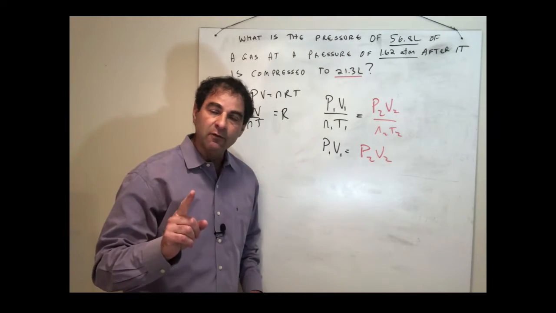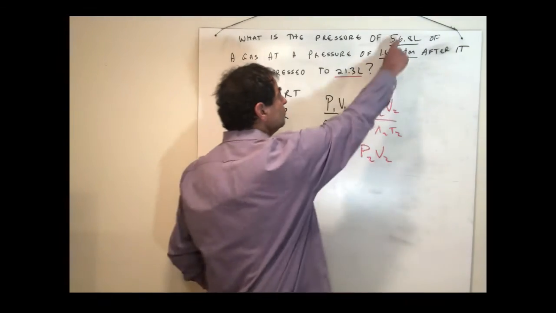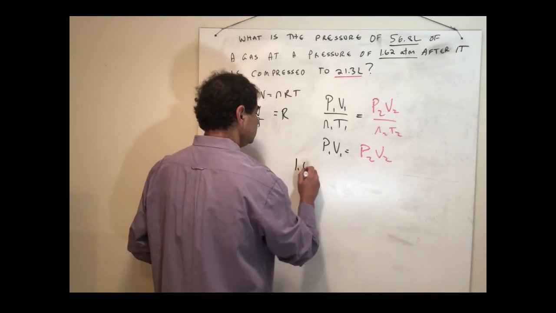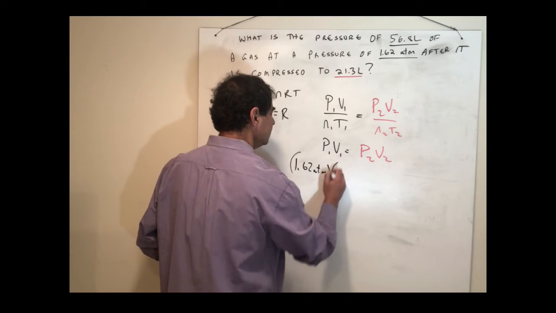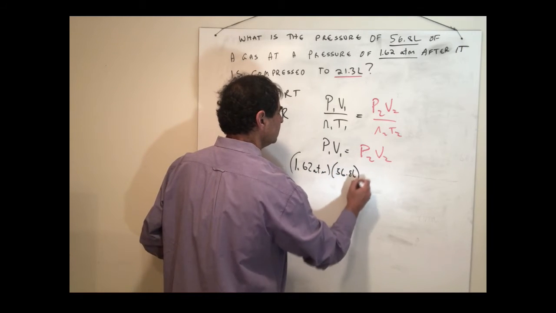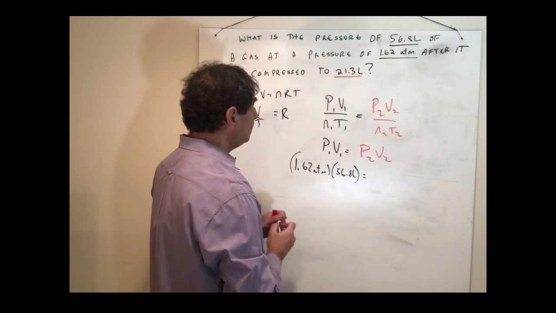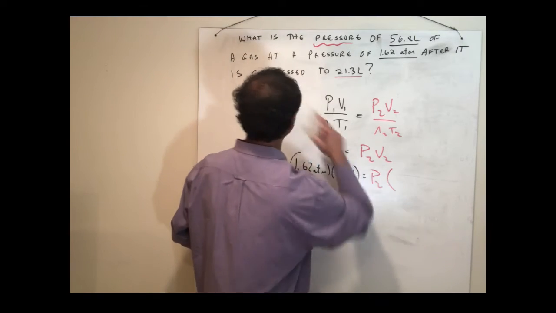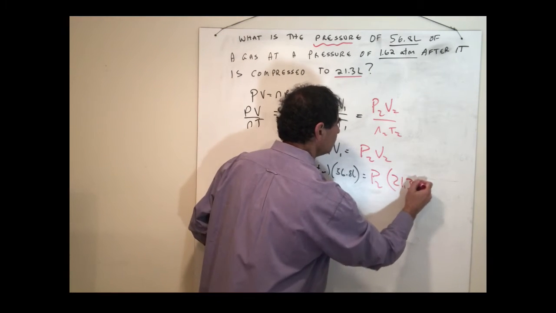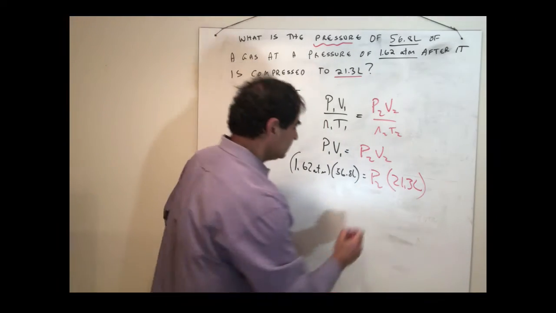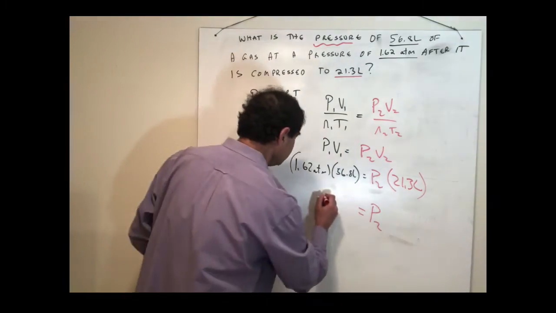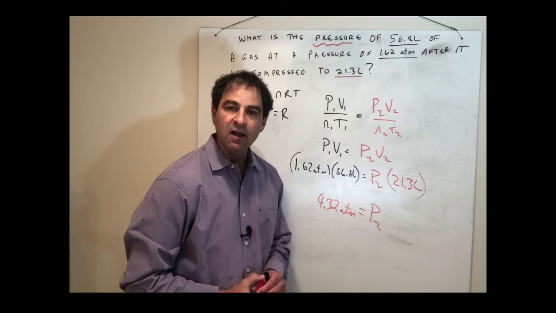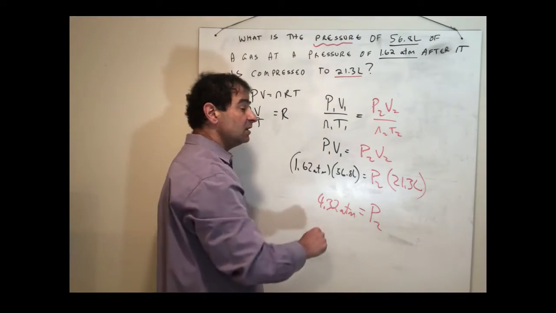Now I can just put my numbers in there. Being very careful when you read the problem, here's the catch: make sure you have the conditions that are the same. So here I have 1.62 atmospheres times 56.8 liters equals, well, I don't know the new pressure. That's what I'm looking for. P2 times my new volume, 21.3 liters. Now I simply have to solve. P2 equals 4.32 atmospheres.